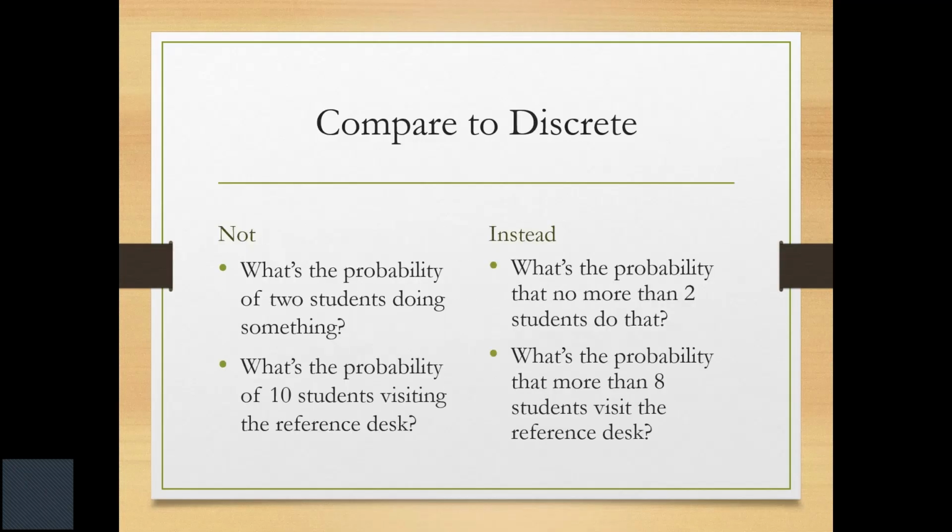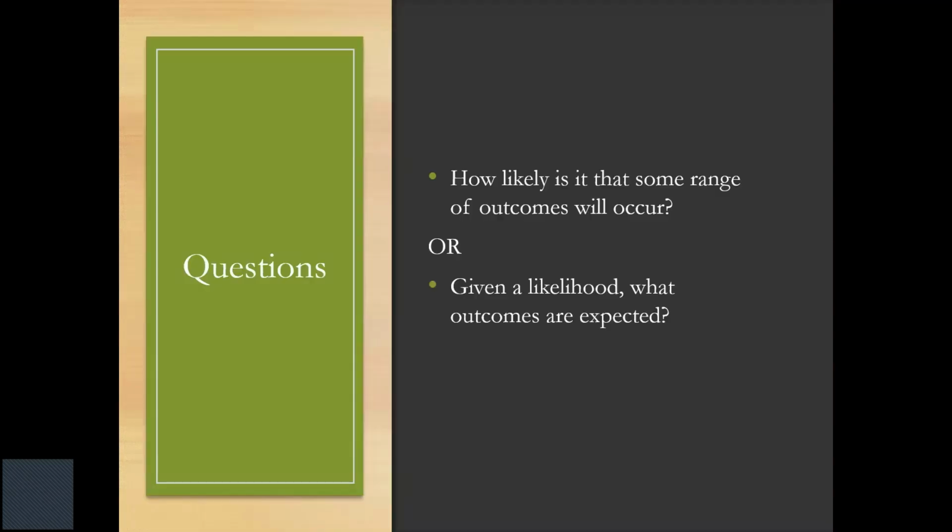And that is definitely the idea of how these operate. So, something like what's the probability of two students doing something? That's a discrete idea. And so we might say instead, what's the probability that no more than two, in other words, less than or equal to two students do that? Instead of the discrete idea, what's the probability of 10 students visiting the reference desk in the library? We could say instead, what's the probability that more than 8 students visit the reference desk? Okay, so you see the slightly different language there.